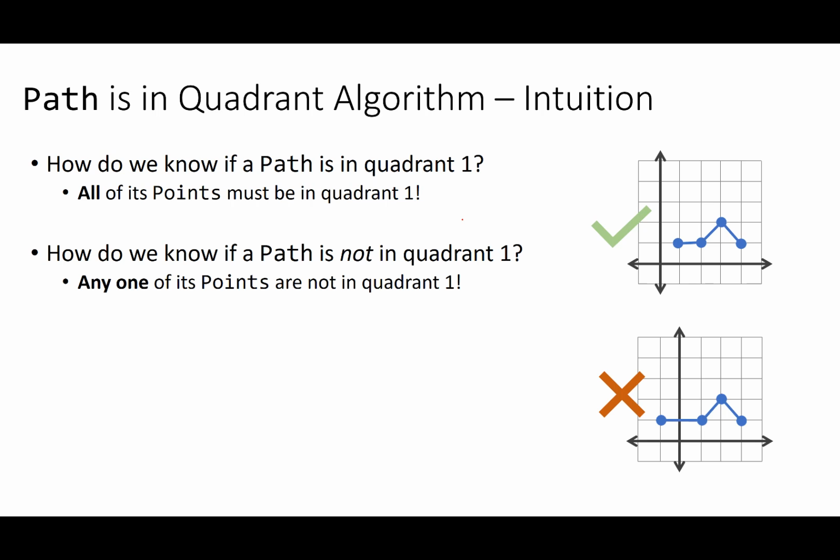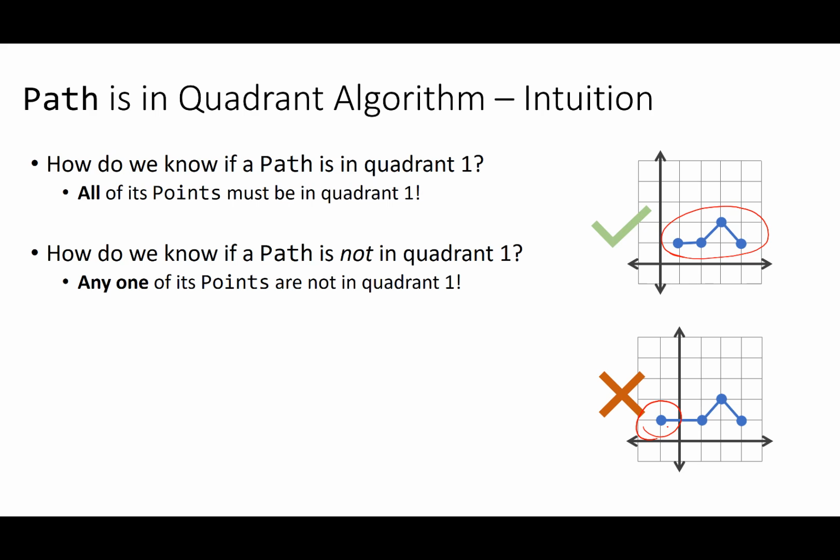So we're going to have to look at all of its points to know whether a path is entirely in a specific quadrant. How do we know if a path is not in quadrant 1? Any one of its single points not being in the specific quadrant we're looking for means that this will return false. It's not contained entirely within a single quadrant. So note that while we have to look at every single point in order to know that every point is within a specific quadrant, if any point we encounter while looking through a given path is not in the correct quadrant, then we know right away that the path is not, and we don't need to do any more work.